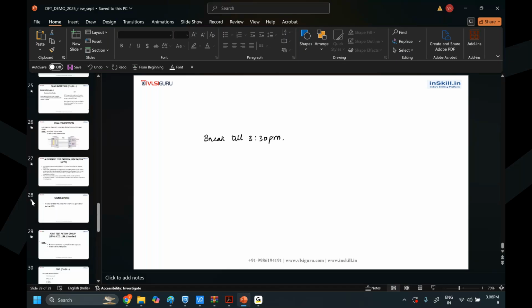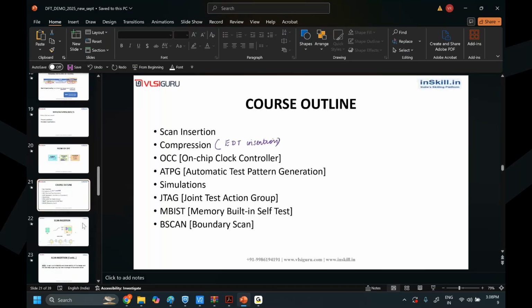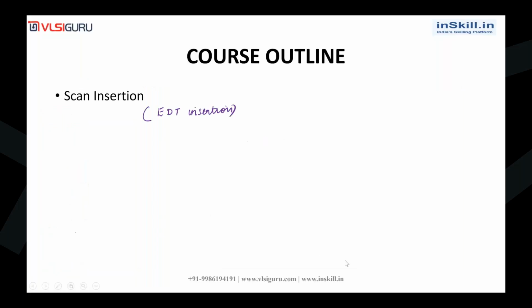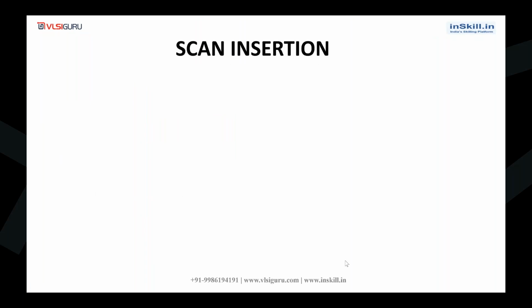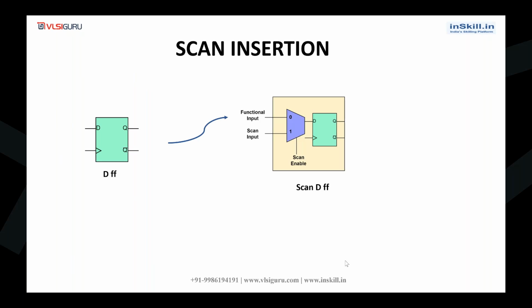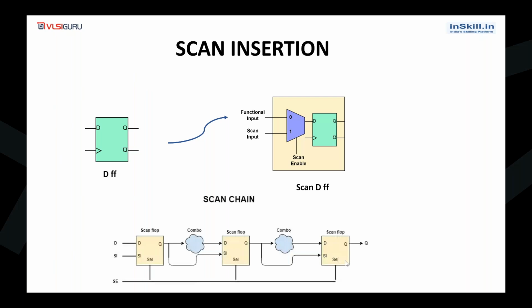So we'll try to see an overview about each topic which is there in this course outline. The first topic is scan insertion. So what is scan insertion? During scan insertion, the normal flops will be converted into scan flops, and these scan flops will be stitched into scan chains. So this is what scan insertion is.